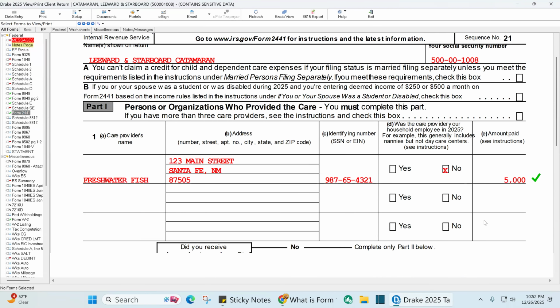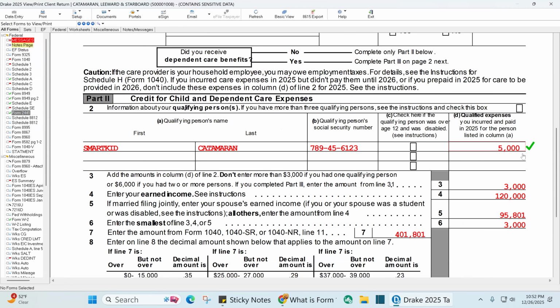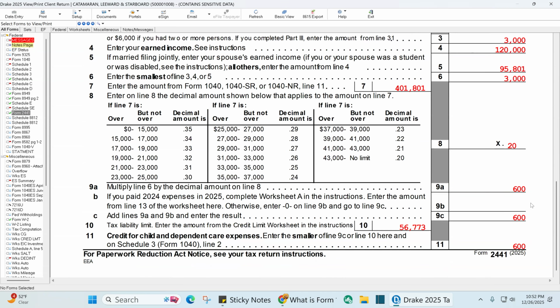Now, this is a kid, right? They do get $600. Do you see it? As a tax reduction right here. Right here.